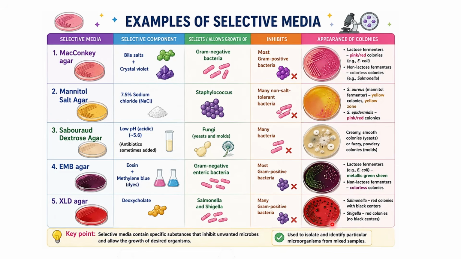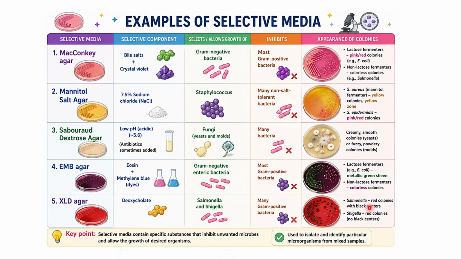And this medium also helps to differentiate these selected bacteria based on carbohydrate fermentation and the production of hydrogen sulfide. So example, Salmonella produces red colonies with black centers because it produces hydrogen sulfide, and Shigella forms red colonies without black centers because it does not produce hydrogen sulfide.